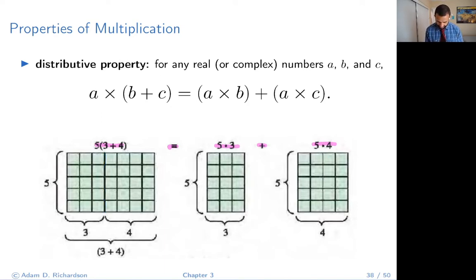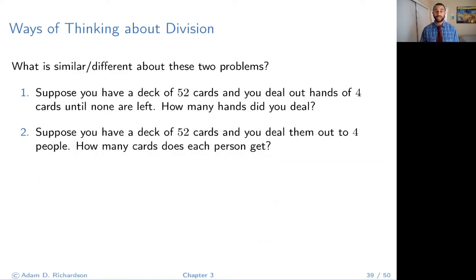Anyway, what's next? Okay, so that's it for multiplication. We'll see algorithms in a later chapter. Now let's think about division for a moment. Let's look at these two problems, and I want you to ponder them again.